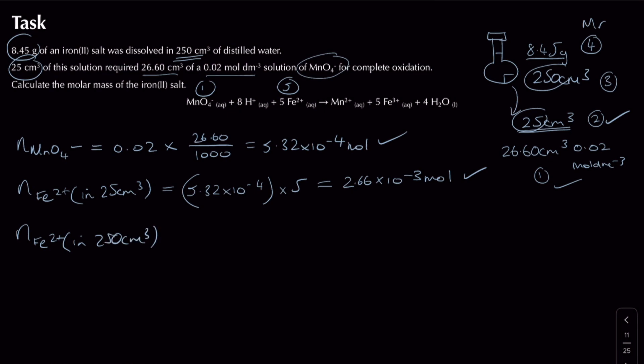Well, to find the number of moles of iron 2+ in 250 cm³, we need to find the number of moles of iron 2+ in 1 cm³ by dividing by 25, and then we're going to times by 250 to find the moles in 250 cm³ itself. We do that, and what we end up with is 2.66 times 10 to the power of minus 2, and that's going to be moles.